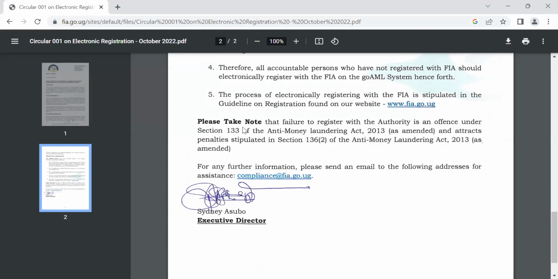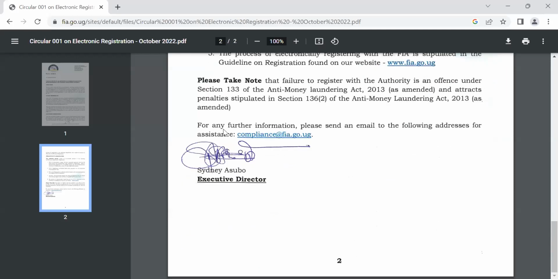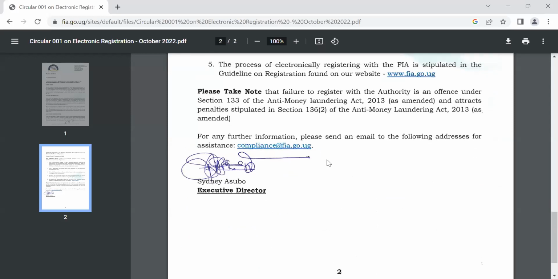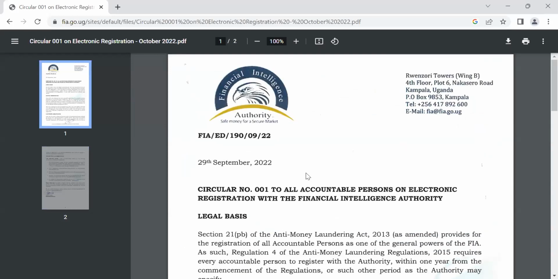Take note that there are penalties for failure to register once a deadline is issued. Any queries you can ask during this training, or you can send to compliance@fia.go.ug for any further queries. Any questions on this circular before we go to the bit on registration?